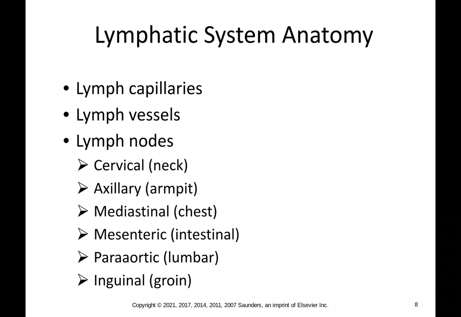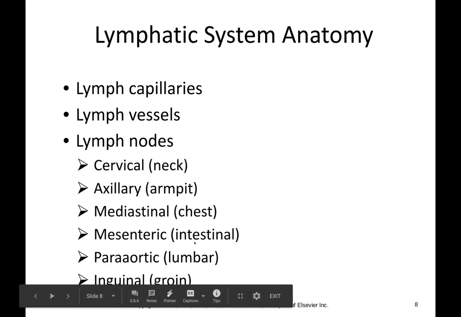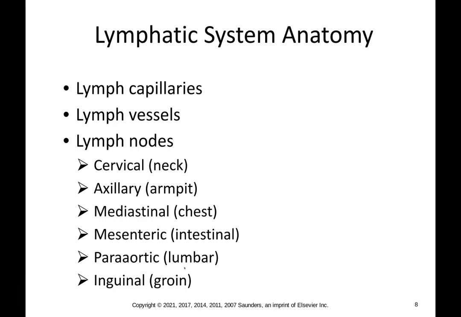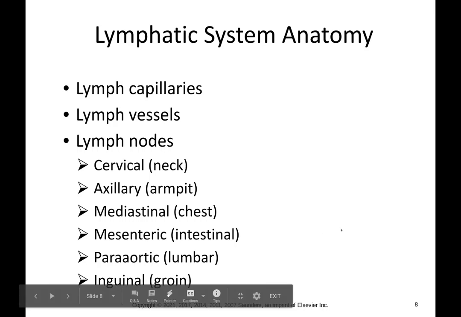For the anatomy, we have the lymph capillaries and vessels, and then the lymph nodes, which are located in the cervical region, which is the neck, axillary, which is the armpit, mediastinal, which is the middle of the chest, mesenteric, which is in the intestinal, para-aortic, which is in the lumbar region, and then inguinal, which is in the groin.